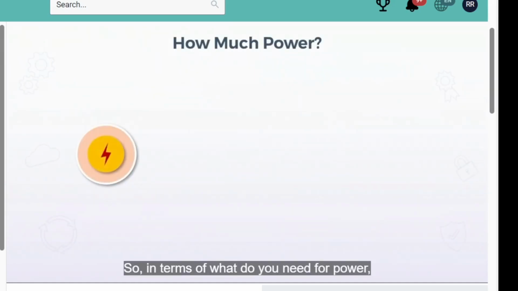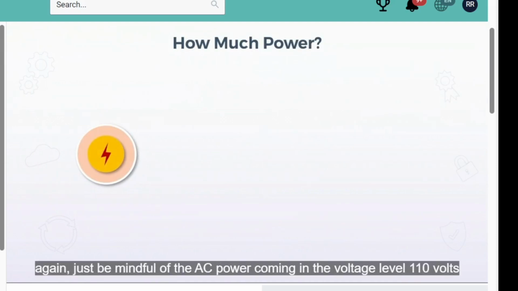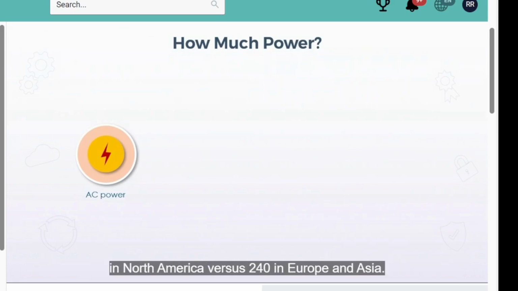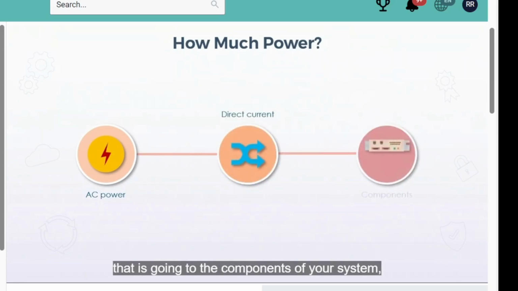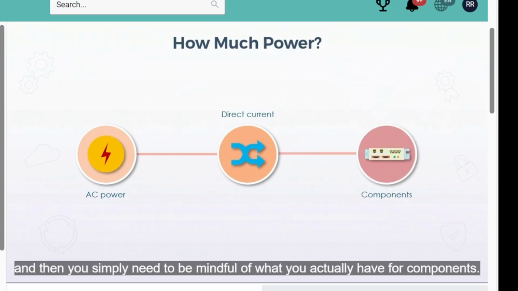So in terms of what do you need for power, again, just be mindful of the AC power coming in, the voltage level, 110 volts in North America versus 240 in Europe and Asia. Then, of course, the values for the direct current or the DC output that is going to the components of your system. And then you simply need to be mindful of what you actually have for components.